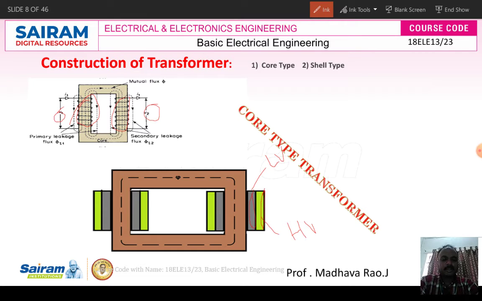And coming to the second diagram, to reduce the insulation cost of the transformer, we need to place the low voltage winding near to the core of the transformer, and surrounding the low voltage winding we need to place the high voltage winding. So this is about the core type transformer.